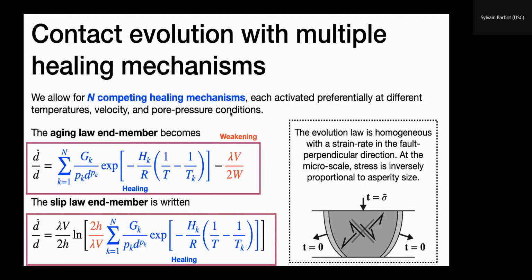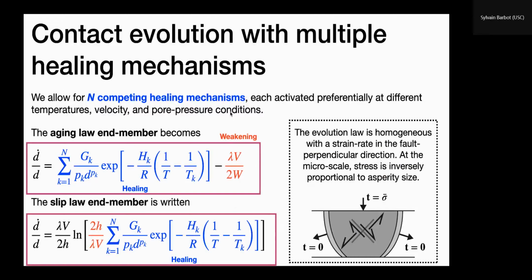Because of course, as you flatten, you collapse. And so that changes the overall thickness of the gouge layer. So it's a strain in the fault perpendicular direction. And that has a positive term in blue and a negative term in red.